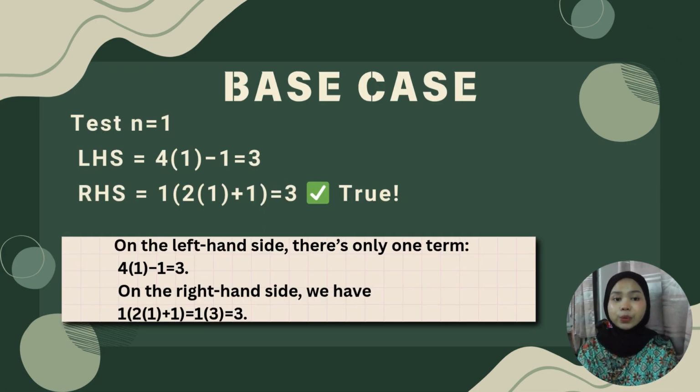Okay, let's begin with the base case when n equals 1. On the left hand side, we have 4 times 1 minus 1, which equals 3. On the right hand side, we have 1 times the quantity 2 times 1 plus 1, which is 1 times 3, which also equals 3. Both sides match perfectly, so the base case is true.